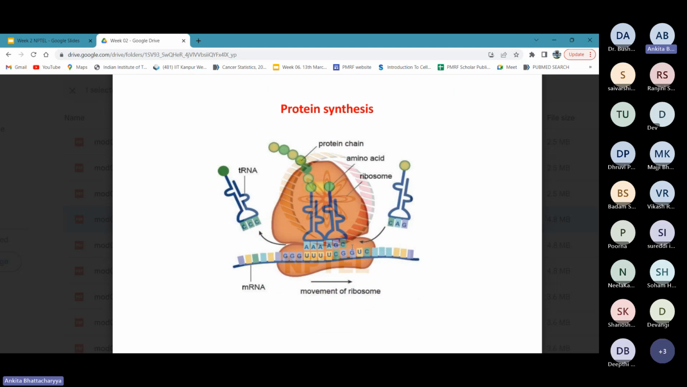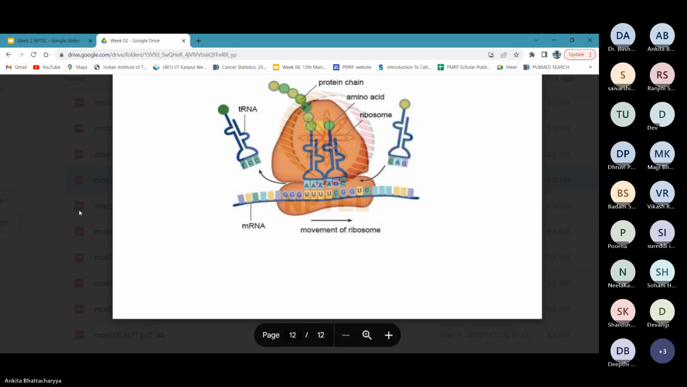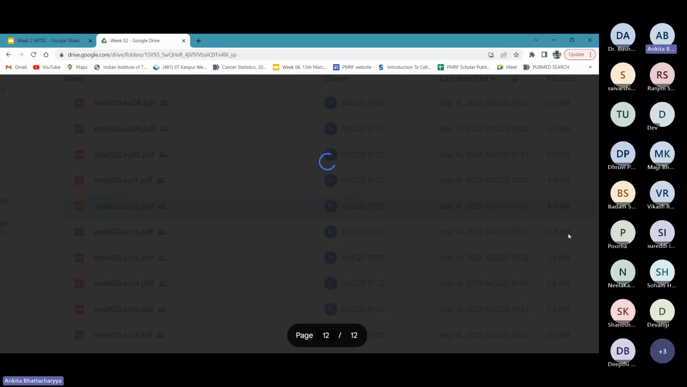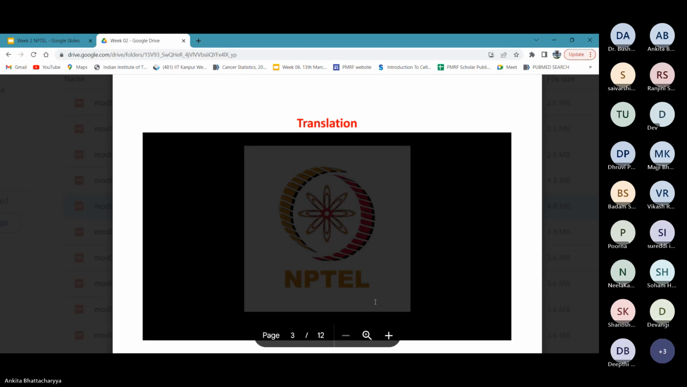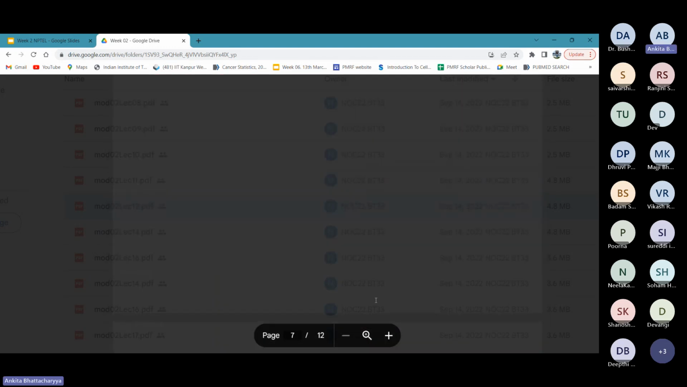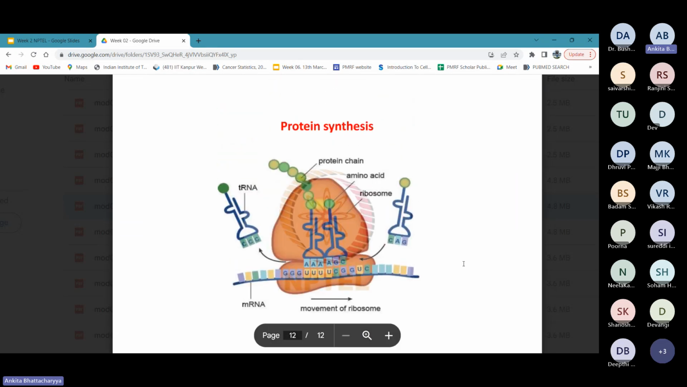Now we have discussed in detail about the tRNA. This is just a snapshot of the process of protein synthesis. Let me just see if the other lectures have better detail. I don't think so. I think it's the same copy. So, okay, we'll look at this image only.